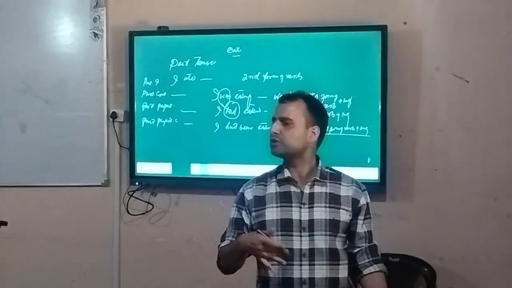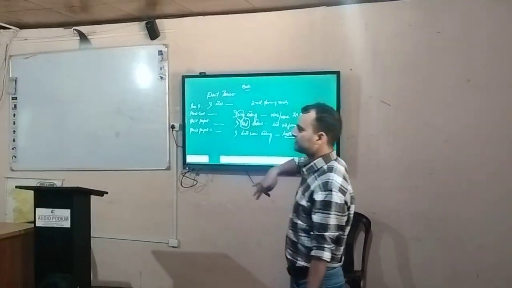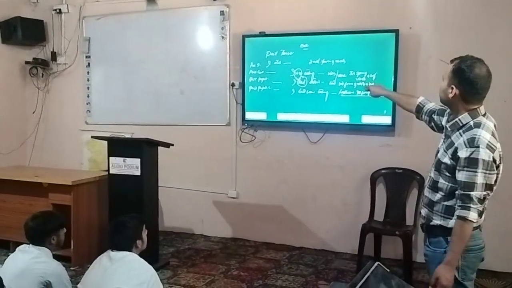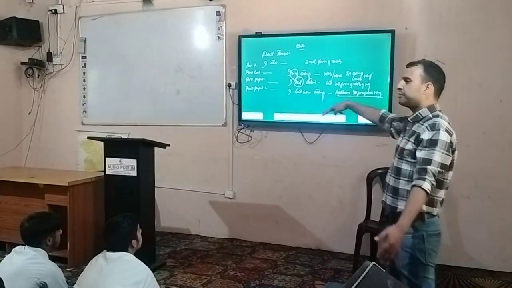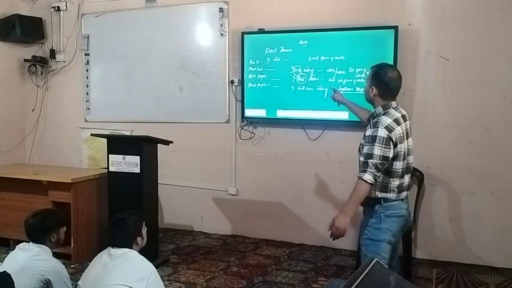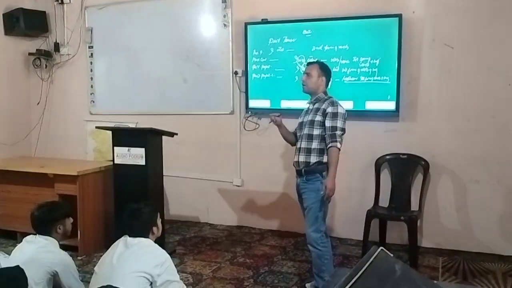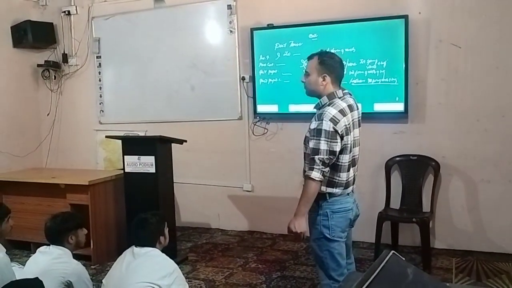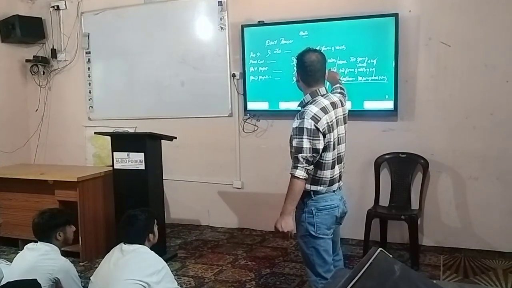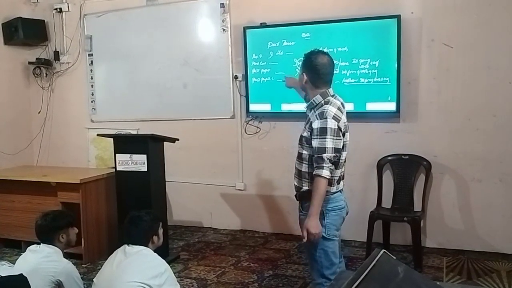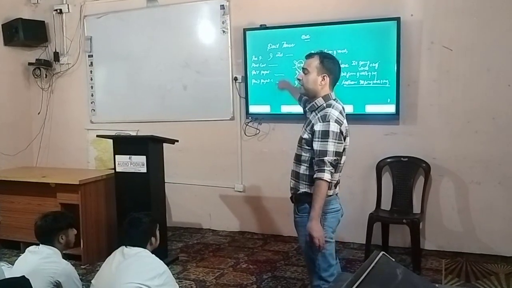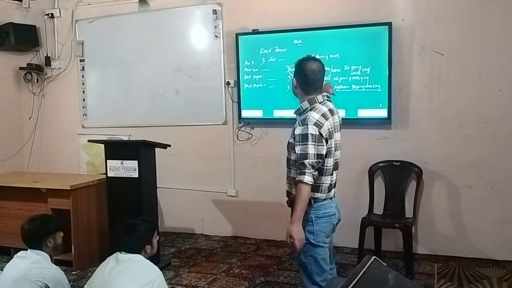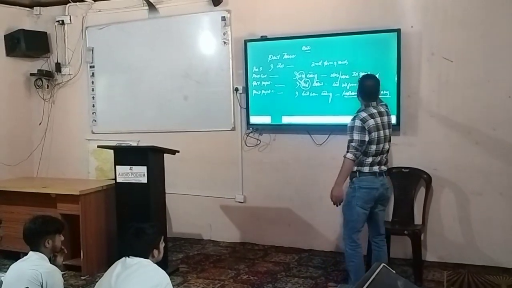So in present indefinite we are using the first form of verb. In past indefinite we are using the second form of verb. In present continuous we are using is, am, are, plus first form of verb plus ing. And in past continuous we are using was, were, plus first form of verb plus ing. Are you getting me? Similarly, present perfect is has, have, third form of verb. Here we use had, third form of verb.